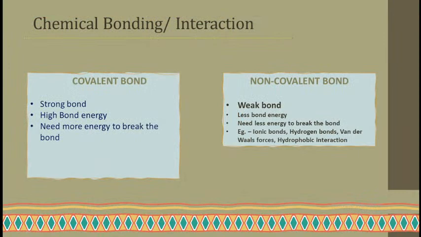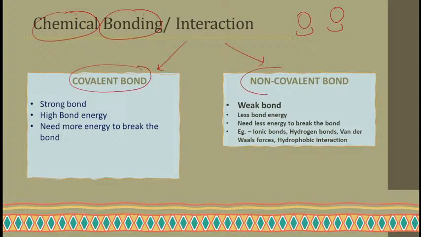So now let's understand about the various types of bondings. Let's talk about chemical bonding. Chemical bonding means how two entities actually bond together, or how they bond with each other. They bond with the help of two types of interactions. First one is the covalent bonds, second one is the non-covalent bonds, right?